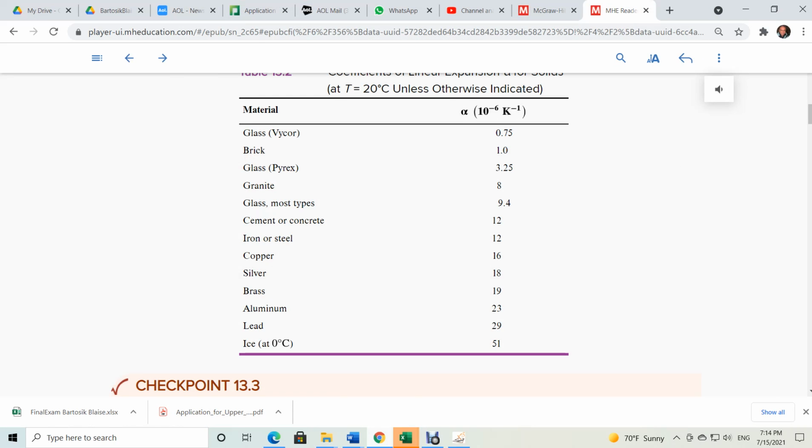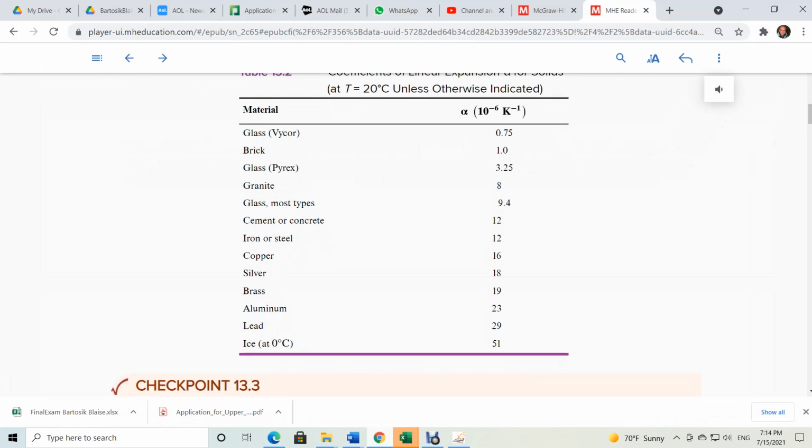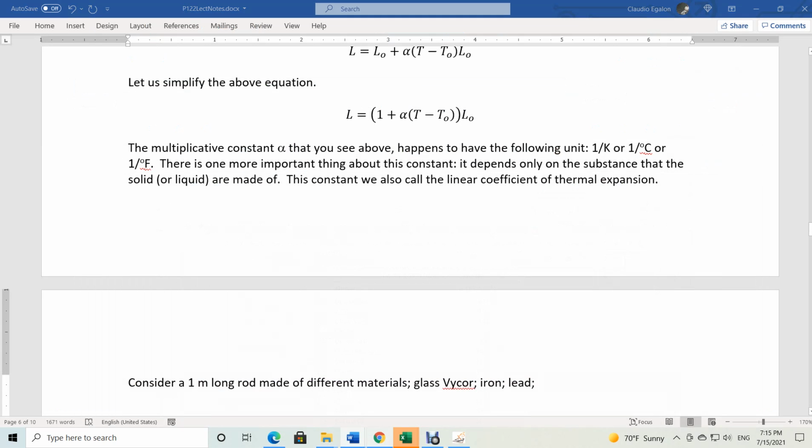Another one, a rod of lead. And let's say we have a rod of ice, 1 meter long, at 0 degrees C. And a rod of ice. So consider 1 meter long, which is approximately 3 feet, of the following.